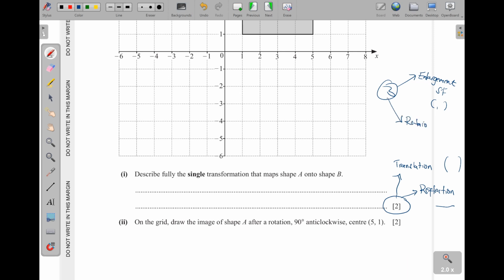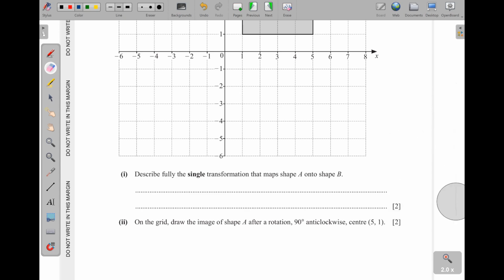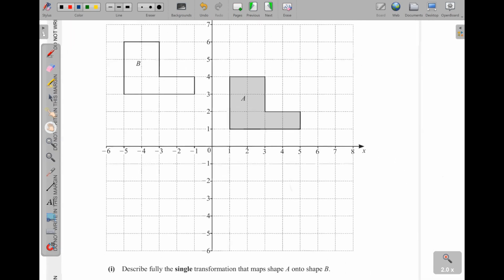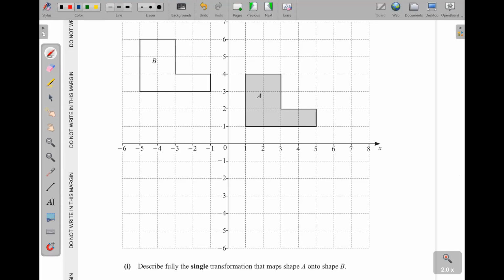So rotation, after telling us that it is rotation, then tell us the angle of rotation and direction. Is it 90 degrees clockwise or anti-clockwise? And then later the center of rotation. Okay, so now these are 2 marks. That means it is either translation or reflection. Now when you look at these 2, they are congruent. The way A faces is the way B faces, so that therefore implies that this is translation.